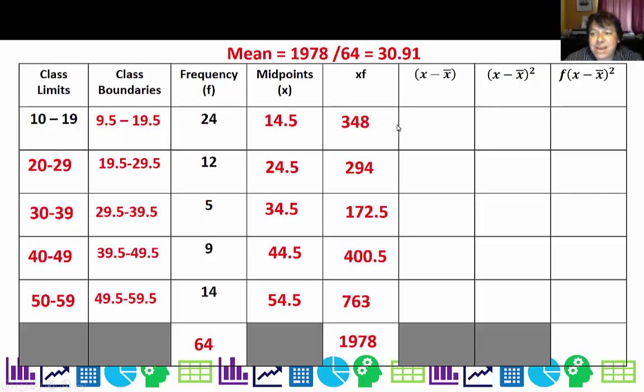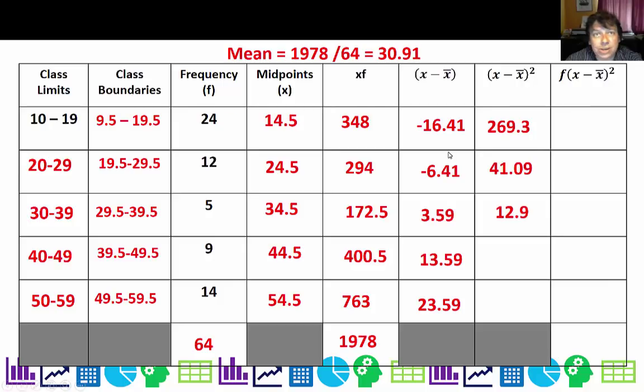So let's go ahead and do the deviation. I'm also going to use the midpoint for that. So I'm going to do 14.5 minus 30.91, and then 24.5 minus 30.91. Like before, it always starts negative and then goes positive, if these are in order. All right, then I'm going to square them, just like we did before. Then I'm going to multiply each one of these by their frequencies, excuse me, and get this.